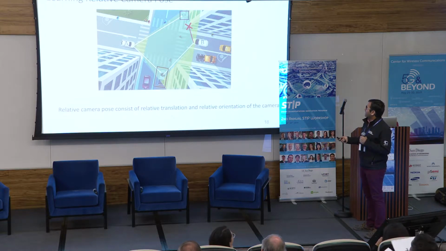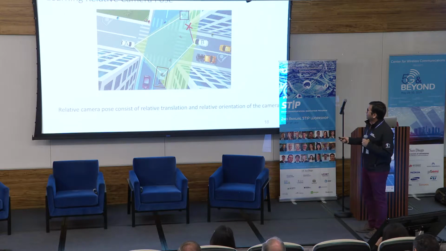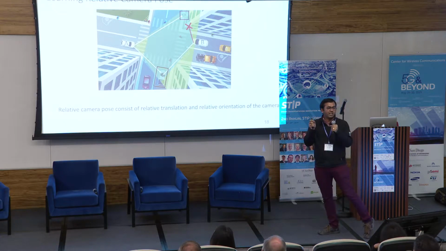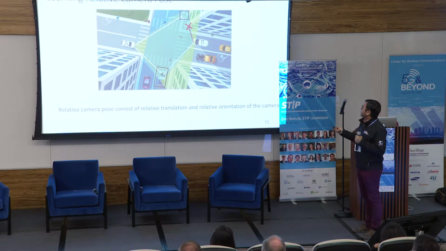You have car A and car B. If you want to combine their data, what you need to know is not just the translation between these two cars, but you also need to know the camera's orientation, how it's oriented. Only then can you combine the data and understand this car can see this pedestrian and this car cannot see this pedestrian, and then they can combine their views and enable this car to see something which is not visible here altogether.